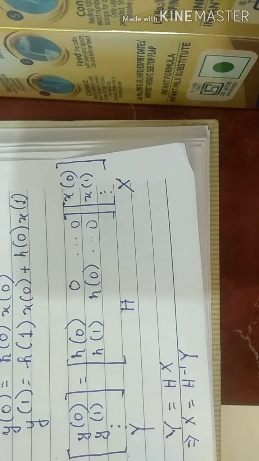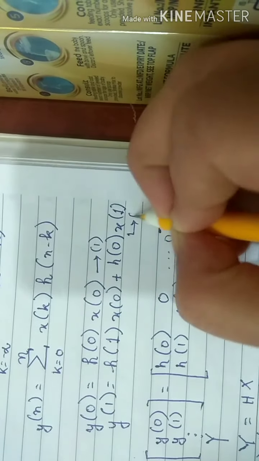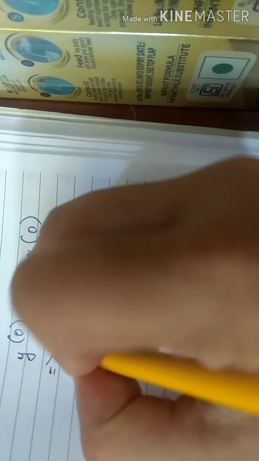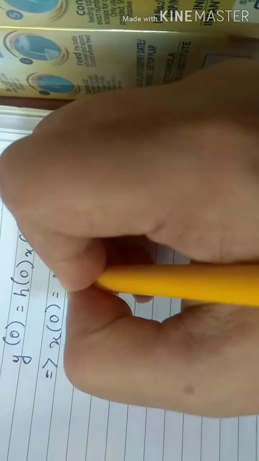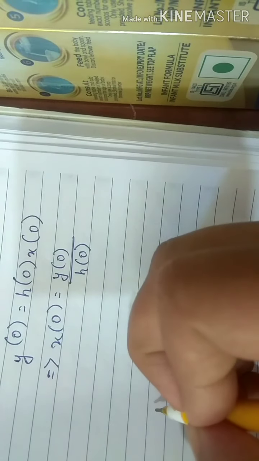So if we go back to the first equations, let this be equation 1 and let this be equation 2. From equation 1, we can write y[0] equal to h[0] into x[0]. So to find the input x[0], it will be y[0] divided by h[0].